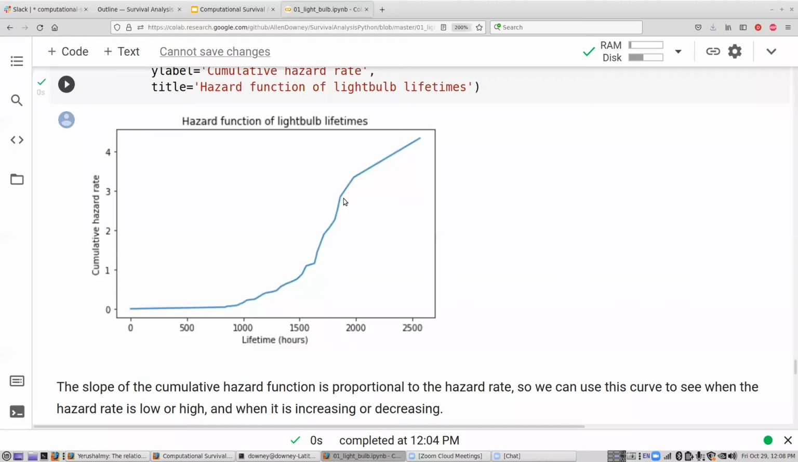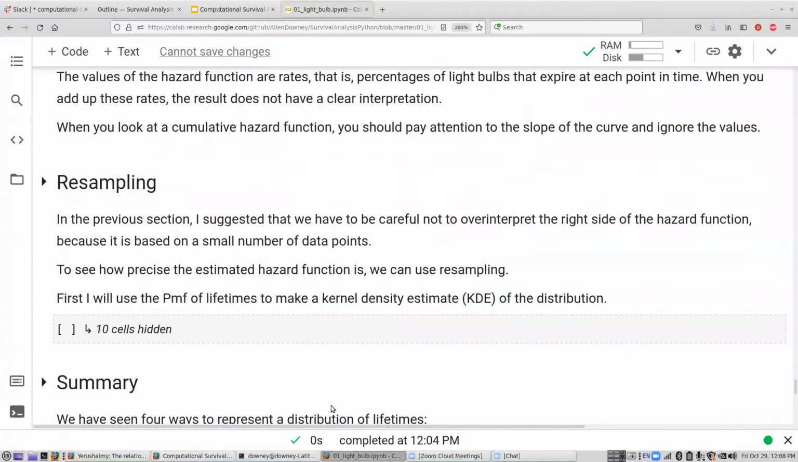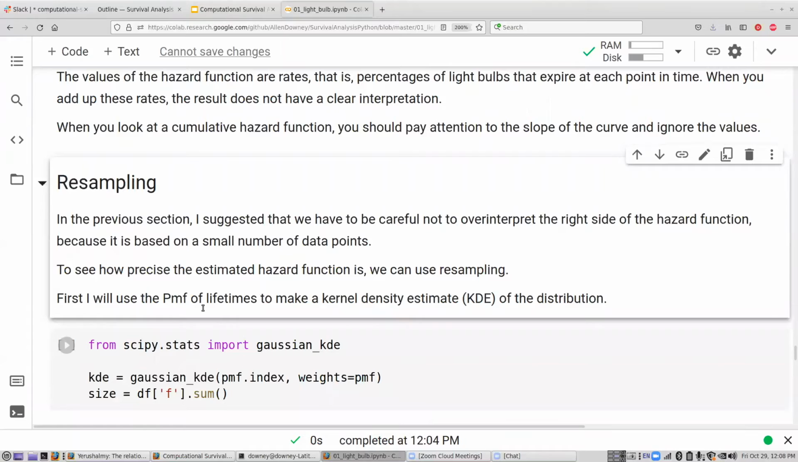If we go to the other end, this data point, all the way at the end, is based on a single light bulb that happened to last for more than 2,500 hours. So in some sense, the sample size on the right-hand part of this curve is 1, which means that from a statistical point of view, it's not very reliable. And that's one of the things to look at in the next section, to get a sense of how much variability there is in these functions because of random sampling.